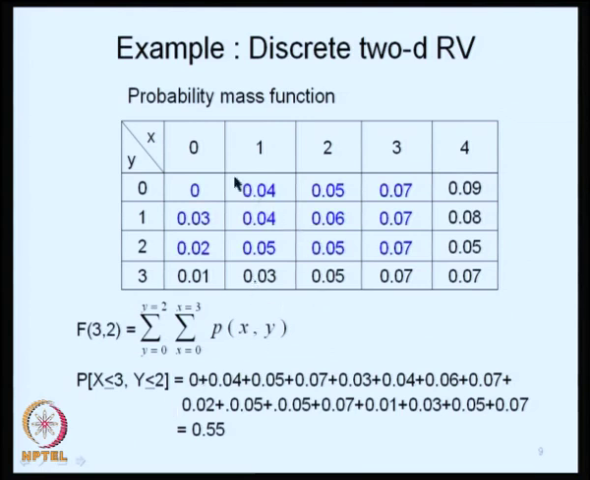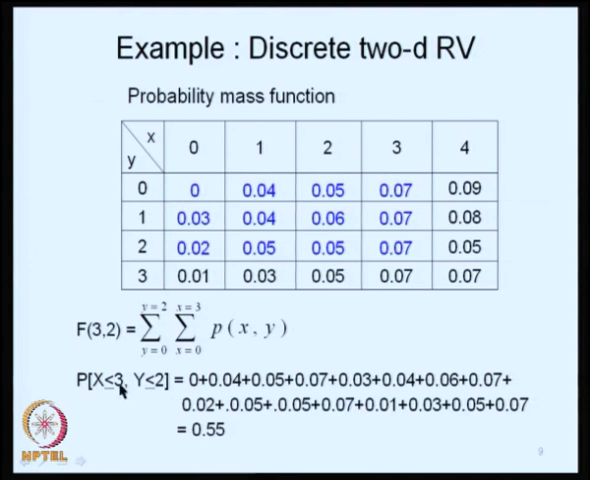This region is that x will be less than or equal to 3 and y can be either 0, 1, or 2. So, this entire region denotes x is less than or equal to 3 and y is less than or equal to 2. So, we sum over this region all the probabilities.